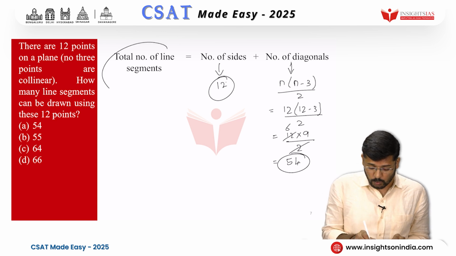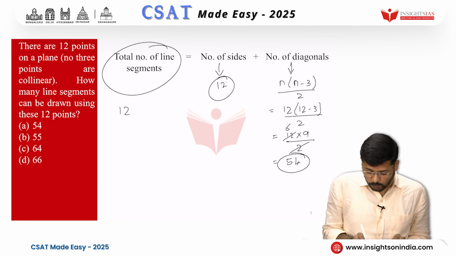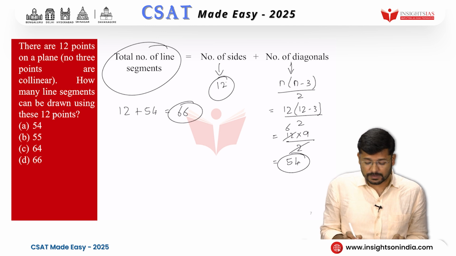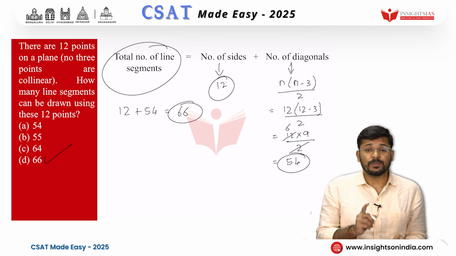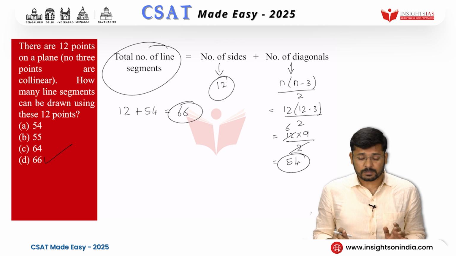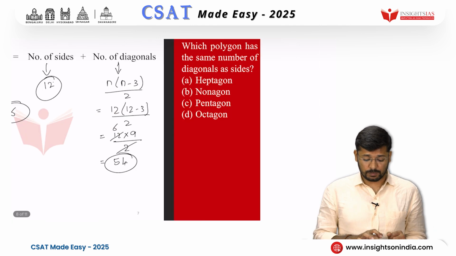However, what is the total number of line segments? That would be 12 plus 54, that would be 66. So our answer is option D, 66. Done. Let's go to the next question now.